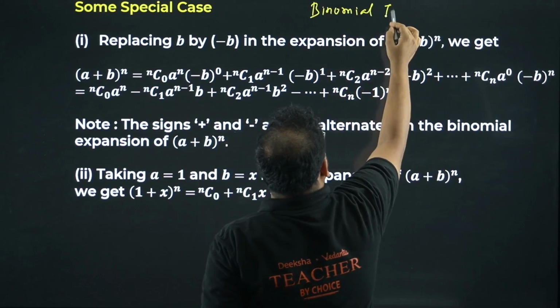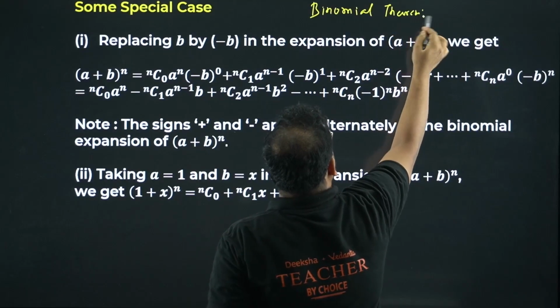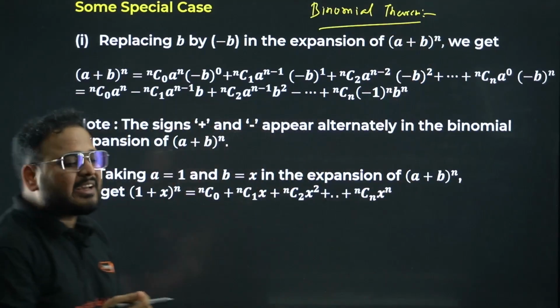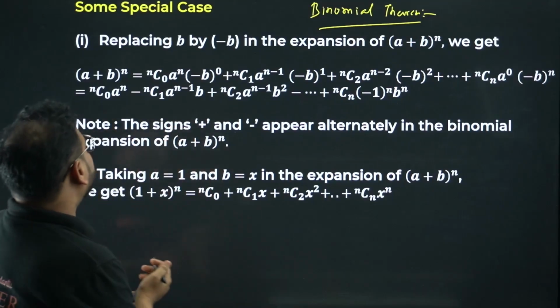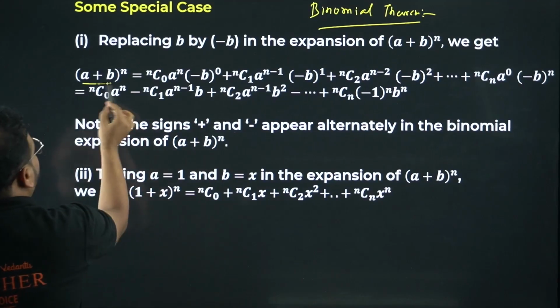Binomial theorem. Okay, so I have not taken everything in the binomial theorem. I have taken some relations that are very important that you might forget. So what is that? If I have, let's say, this is the formula for (a plus b) power n.